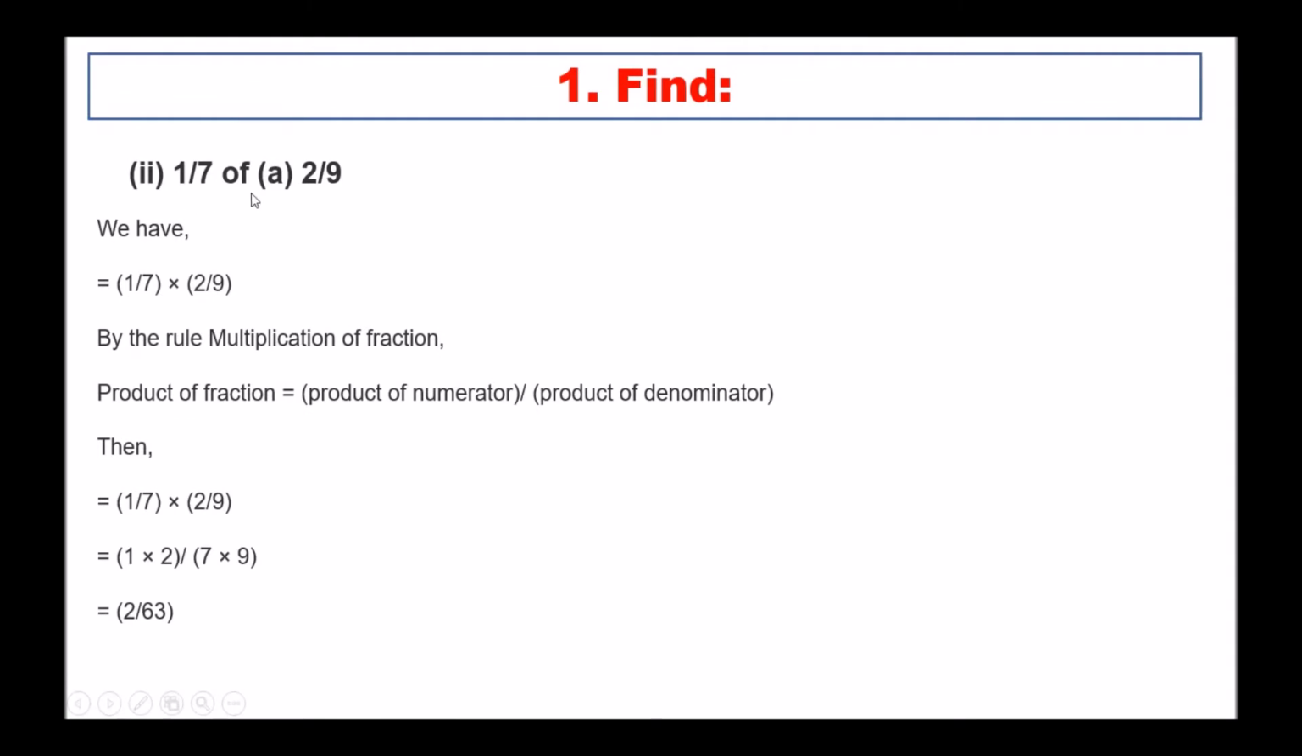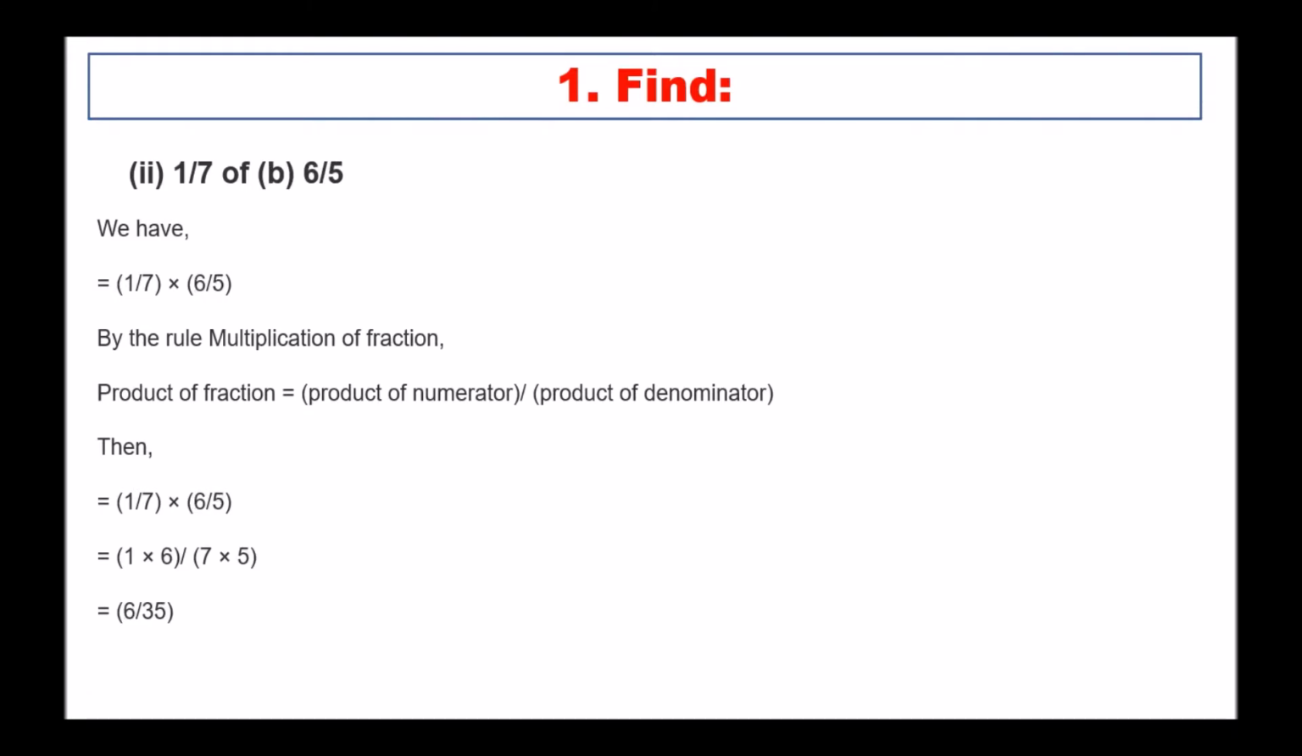1 by 7 of 2 by 9. 1 by 7 into 2 by 9. Same way we will do by the rule of multiplication of fraction. So the formula is product of fraction equals to product of numerator divided by product of denominator. So numerator here is 1 and 2. So 1 into 2 divided by 7 into 9. So 1 into 2 is 2, 7 into 9 is 63. So the answer is 2 upon 63.